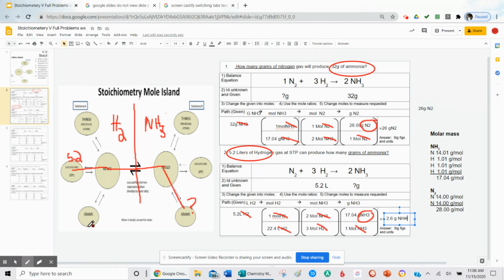Okay. Please seek help. Do these problems with me if you need more help. This will be used throughout the rest of this trimester. It's very important that you understand how to do stoichiometry.